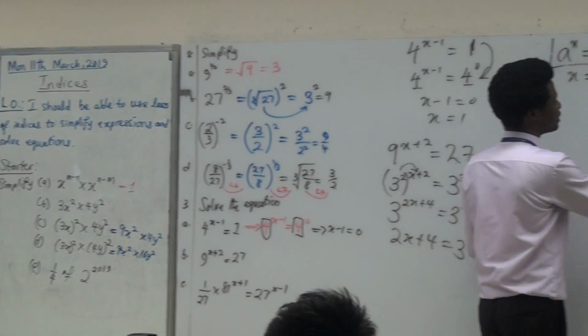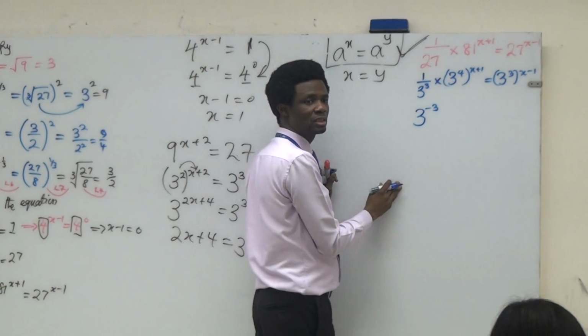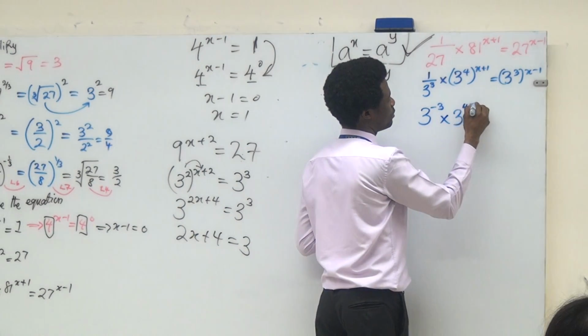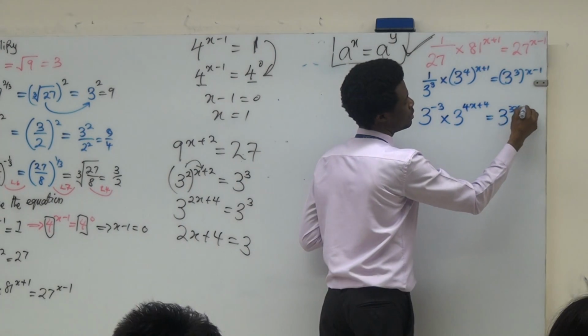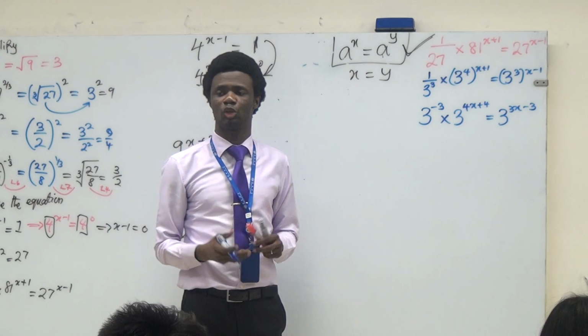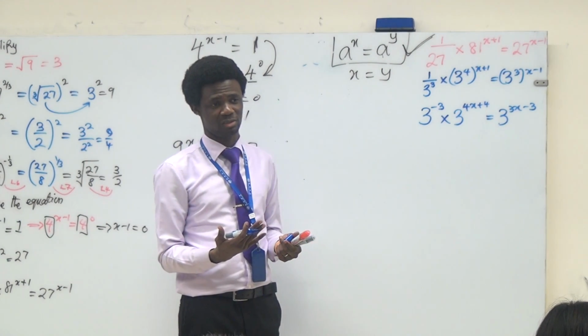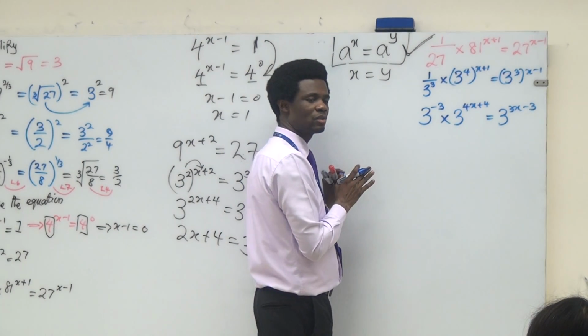So this is what? 3 to the power negative 3, right? And 3 to the power what? 3 to the power 4x plus 4. And this is 3 to the power of 3x minus 3. Does it make sense? If you do not say something, you probably wouldn't know if you understand or not. Which is why you need to concentrate. So, what do we do next?